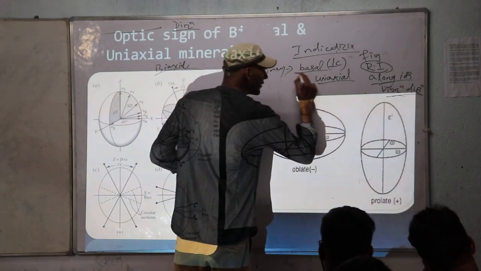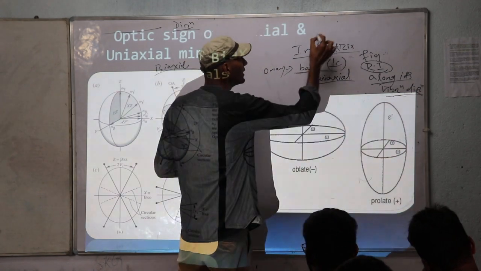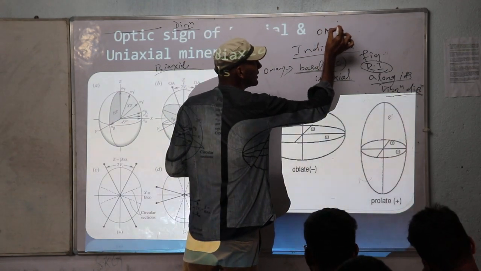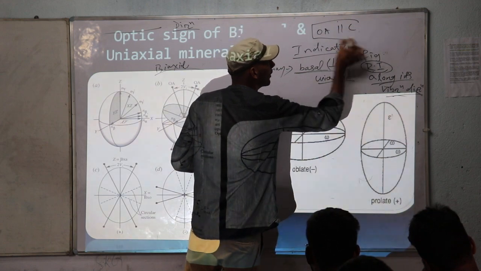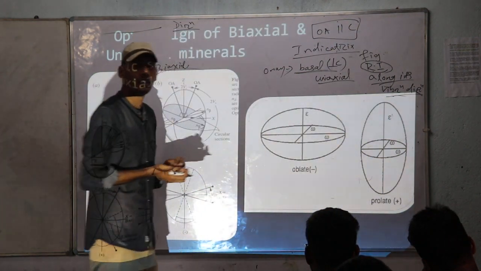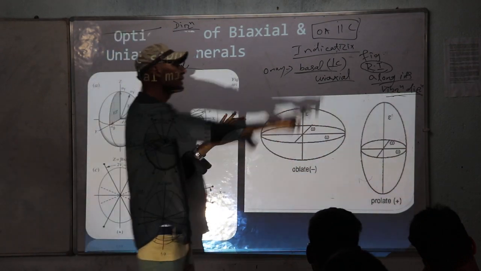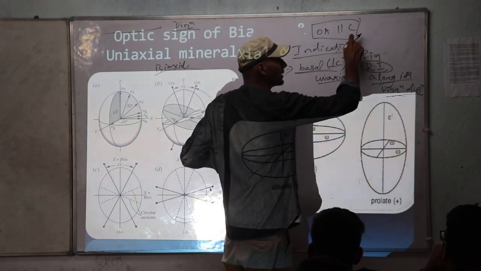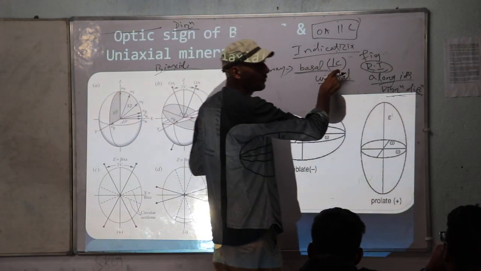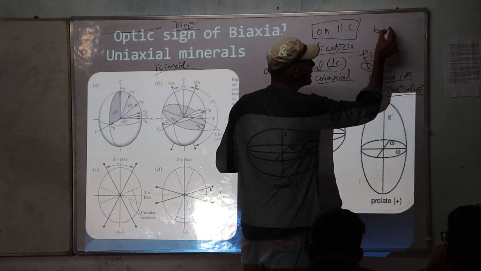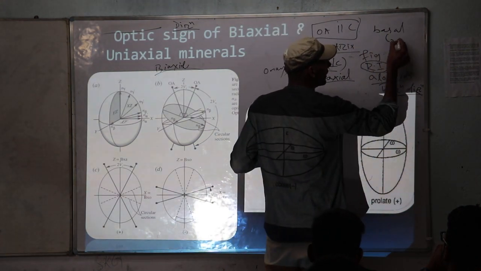In uniaxial, it is a coincidence that the optic axis coincides with the C axis. In a uniaxial mineral, what happens? The optic axis is parallel to the C axis. So what is basal section? Perpendicular to C. So here the basal section is circular.